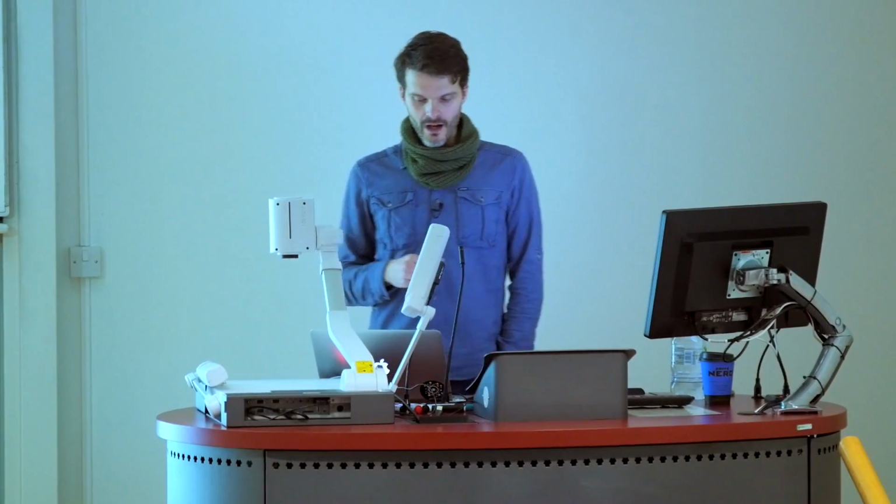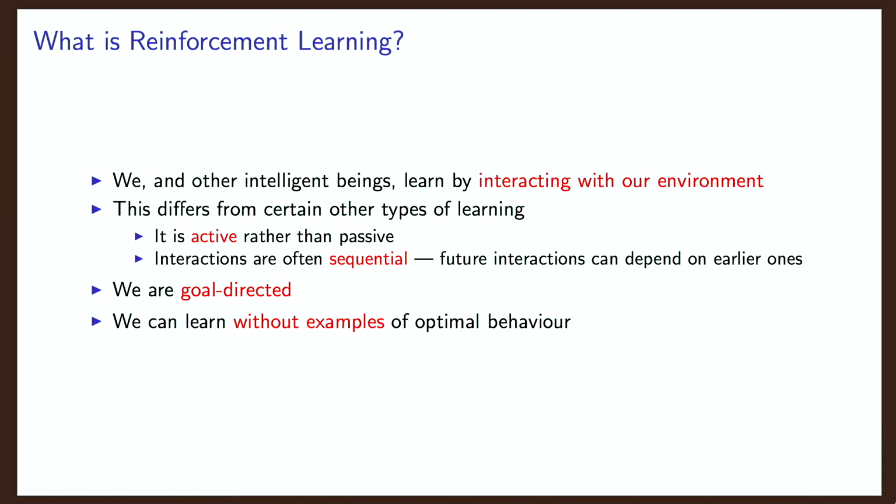Okay, so what is specific about reinforcement learning? I'll posit that we and many other intelligent beings, or beings that we would call intelligent, learn by interacting with an environment. And this differs from certain other types of learning. For instance, it is active rather than passive. You interact, the environment responds to your interaction, and this also means that the interactions are often sequential, right? The environment might change because you do something, or you might be in a different situation within that environment, which means that future interactions can depend on earlier ones.